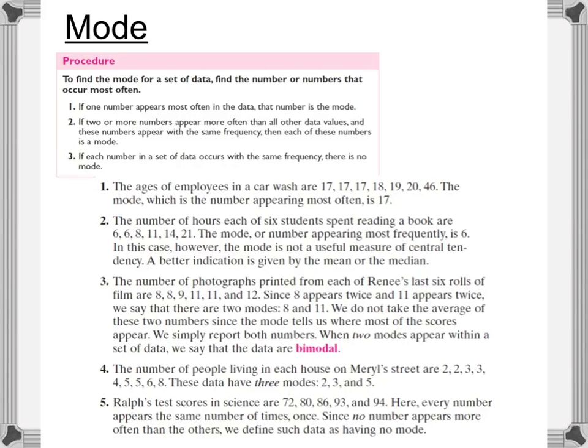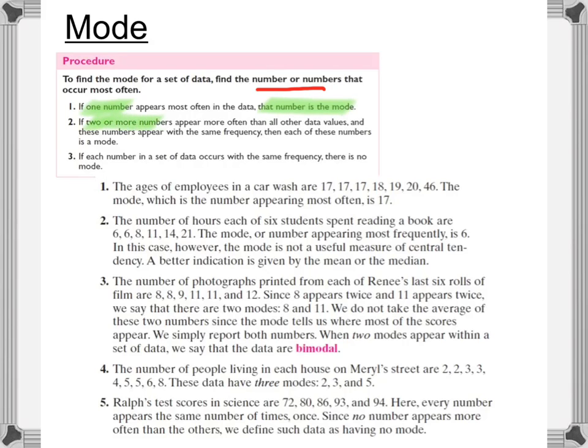So to find the mode for a set of data, find the number of numbers that occur most often. Okay, so there's a few different situations. If one number occurs most often, then that number is the mode.